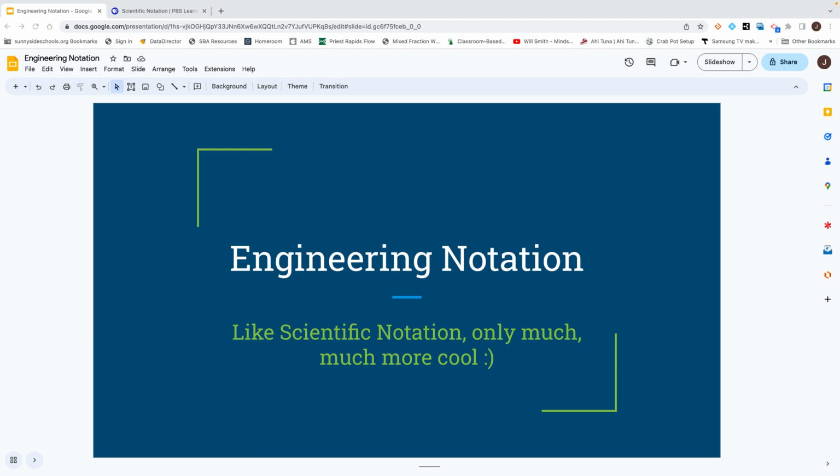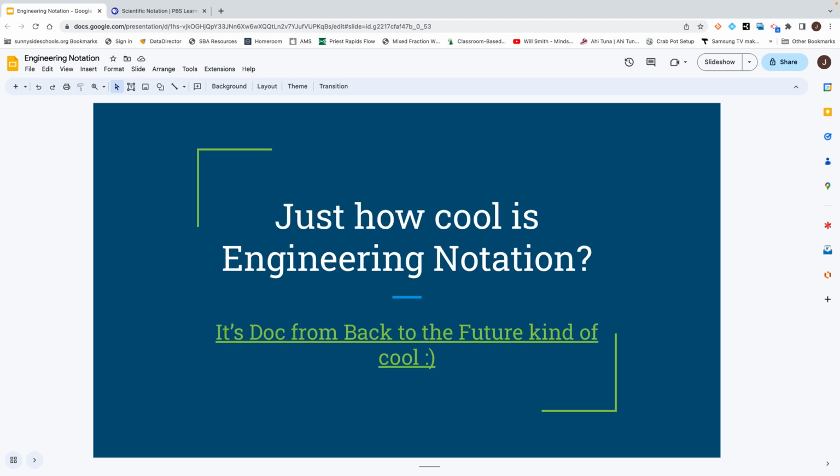So engineering notation is very much like scientific notation, except that it is much more cool. Just how cool is engineering notation, you may be wondering? It is actually Doc from Back to the Future level cool.